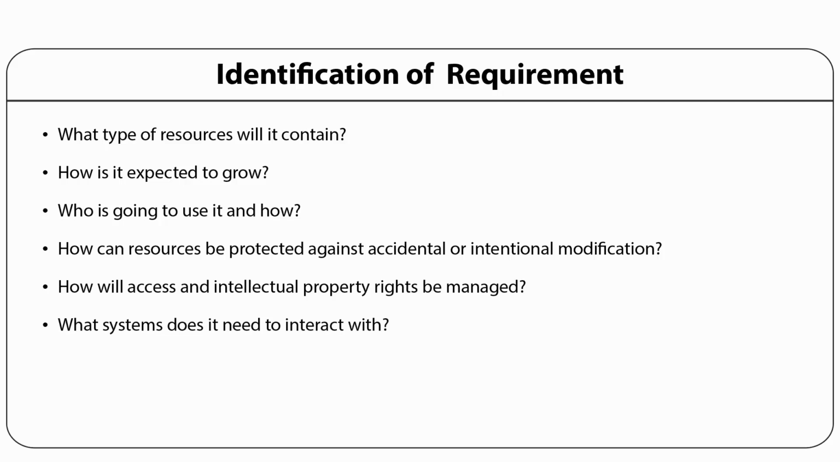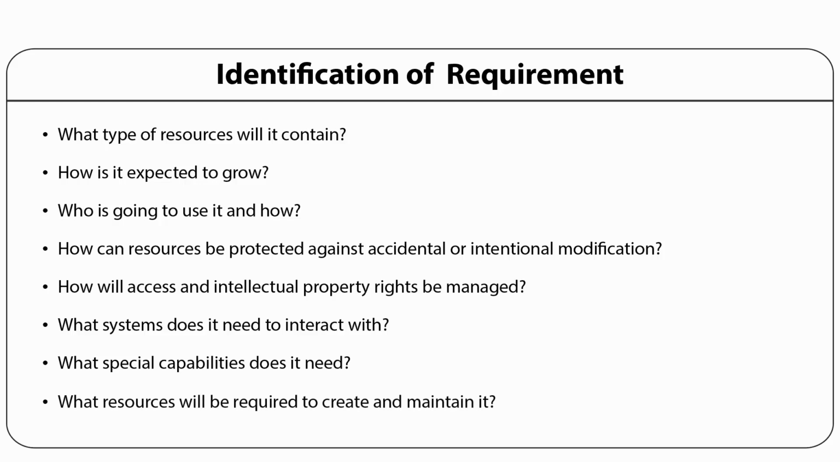Whether we need to have a digital library system for access, and how we are going to put it in place. Websites, all those things we have to identify, and what special capabilities does it need. This is what searching facilities, and connecting with the recent technologies, all those things, and what resources will be required to create and to maintain it.